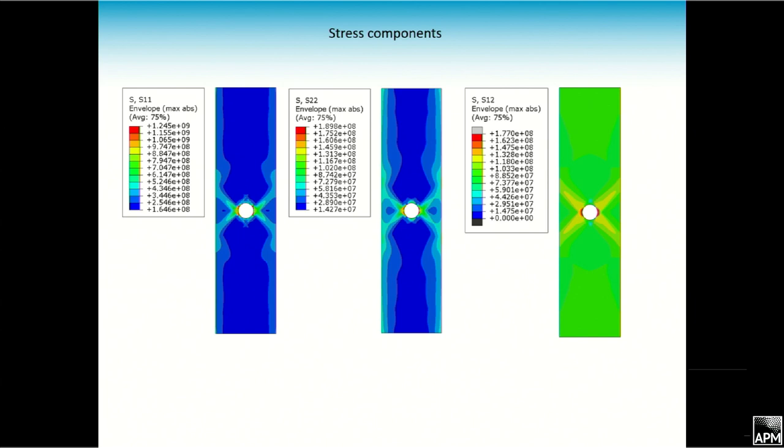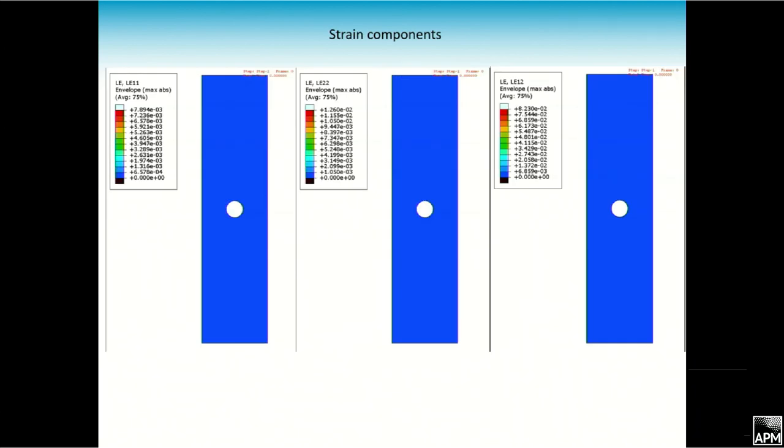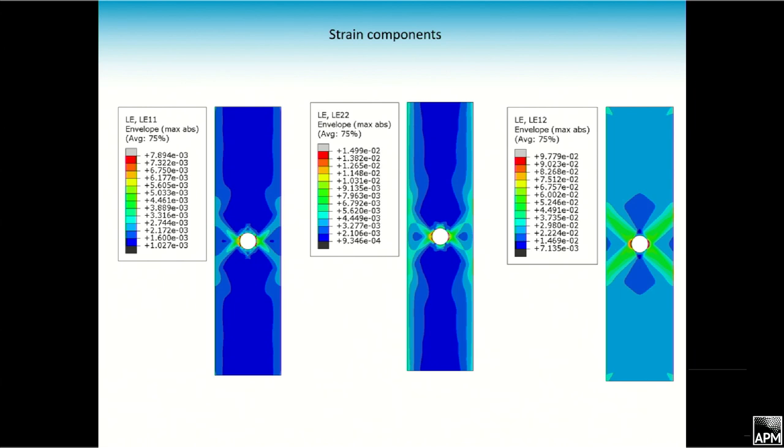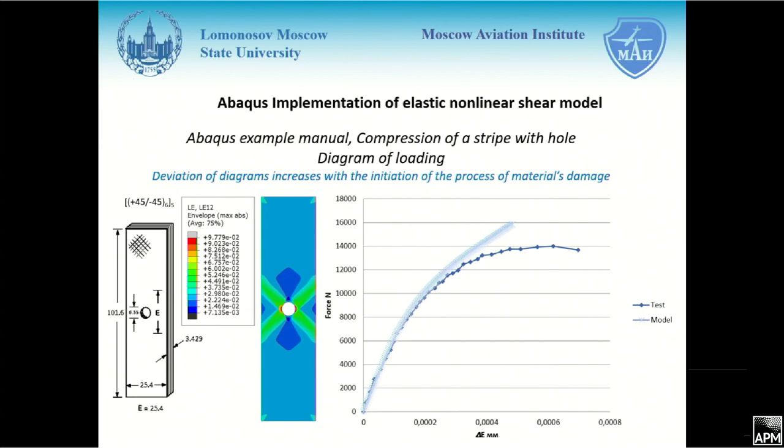So you can see the results of this numerical simulation. Here you can see the distribution of stresses, and here you can see the distribution of strains in cross section. Using these results of numerical simulation, we can determine the dependence between the value of compressive load and displacement at the point of its action.